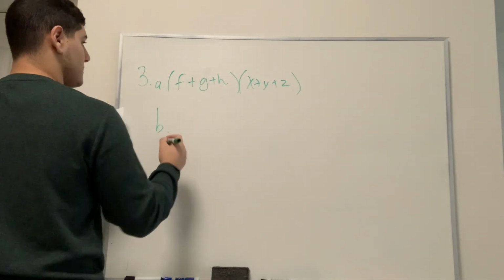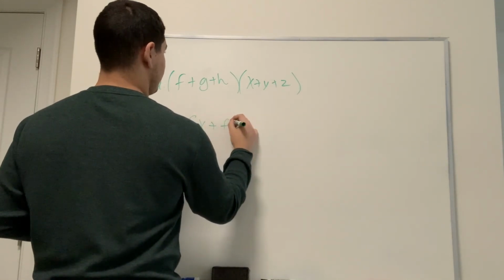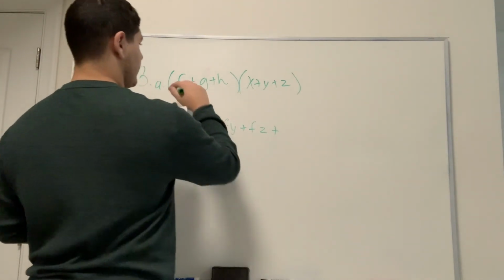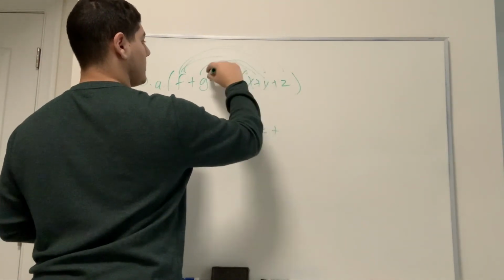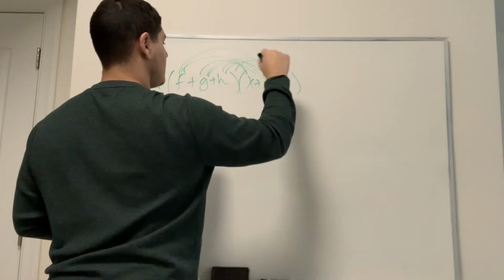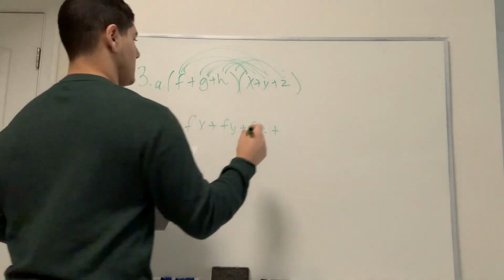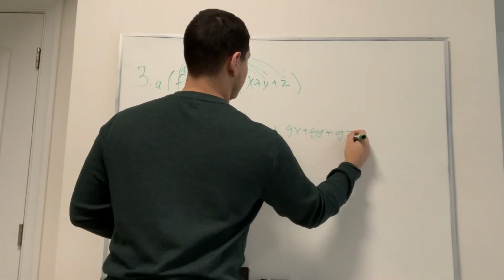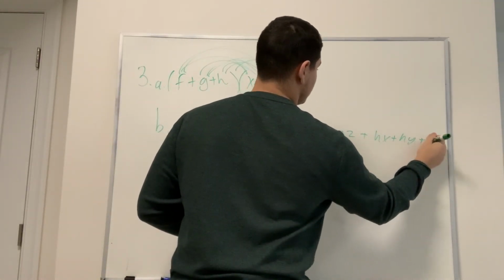And now we're going to just expand it. We have fx plus fy plus fz plus, so we expanded the f to each term, and then the g to each term, and then the h. So fx plus fy plus fz plus gx plus gy plus gz plus hx plus hy plus hz.